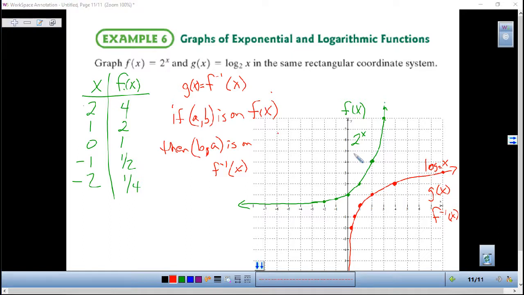Well, we also learned and talked about at the very beginning that we reflect across the line y equals x. Well, there is that line right there, y equals x, and you can see that if you folded it across that line, these two graphs are going to line up. That's what we mean when we reflect across a line.